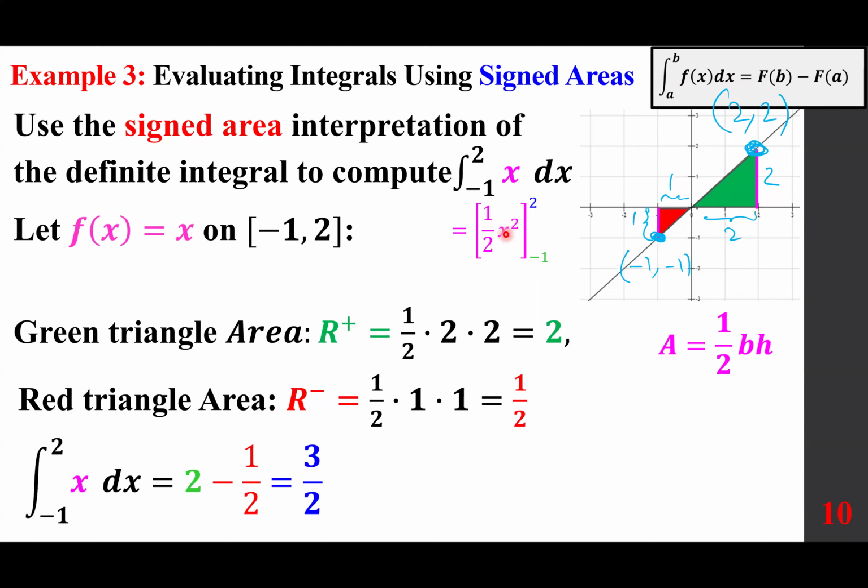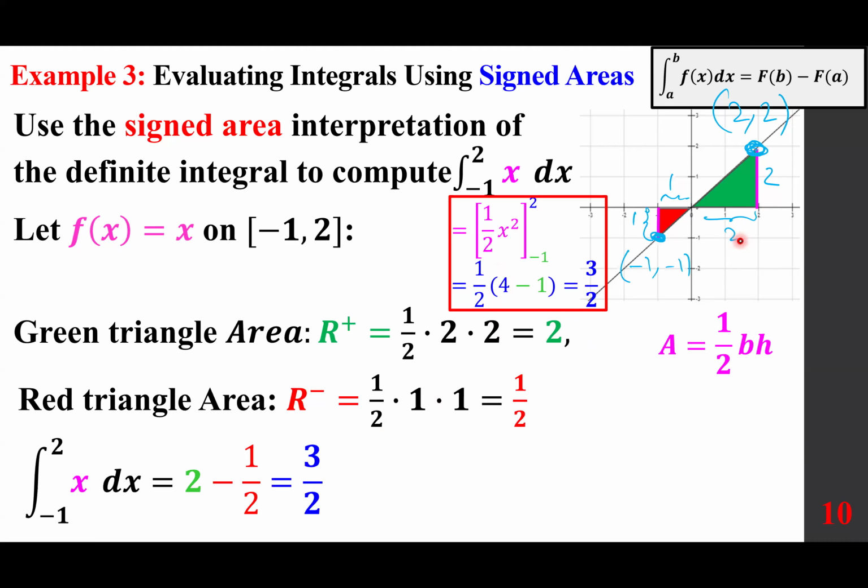First, we plug in 2, gives us 4. Then we plug in -1, gives us 1. 4 minus 1. So 1/2 of 4 minus 1, which is 3. So 3/2. Obviously, they are identical. What's the difference? This will always work. This may not be a geometric shape that we are familiar with, or we know the formula for the area.